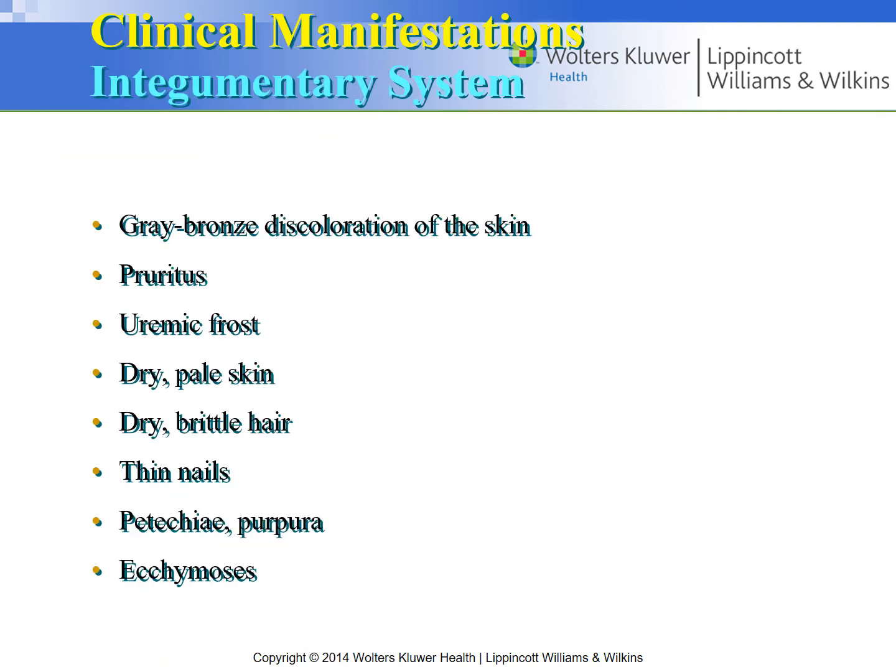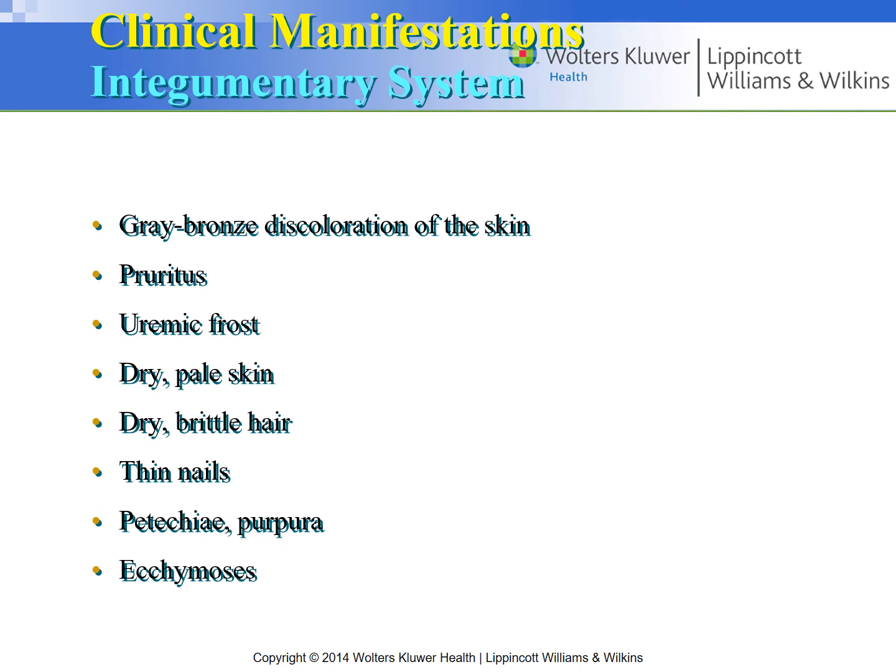With the integumentary system, we can see a gray bronze color of the skin. Pruritus is itching. The uremic frost is where literally you start seeing the poison coming through the skin, and that looks like they've got salt on them. That's what looks like a frost. Dry, pale skin, brittle hair, dry hair, nails.